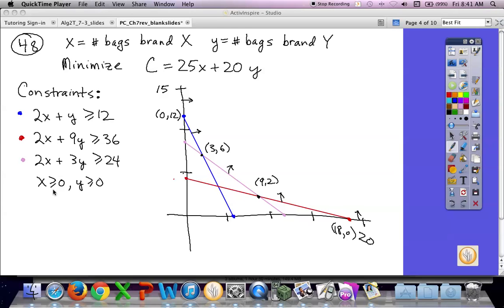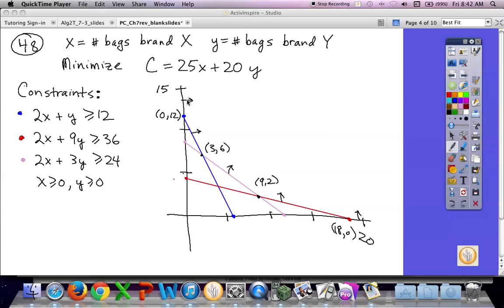And I just did this with the intercepts. X is 6, Y is 12. That is this line. X is 18, Y is 4. That's this line. X is 12, Y is 8. That's this line. And every one of those is shaded on the non-origin side because they're greater than, right? 0 greater than 12? No. It's the other side. So where does all the shading come together, right?